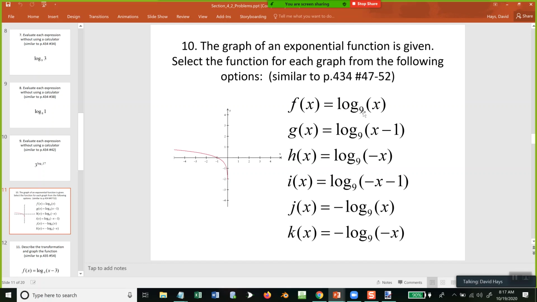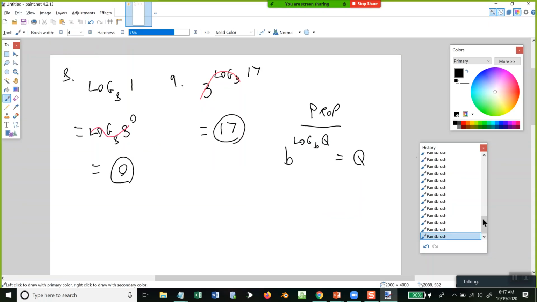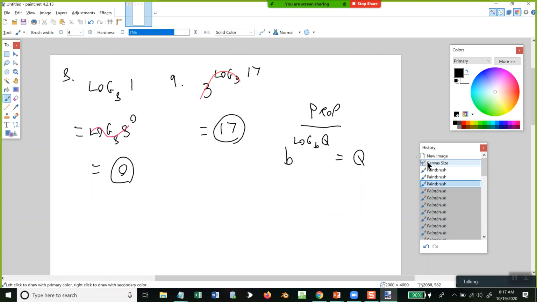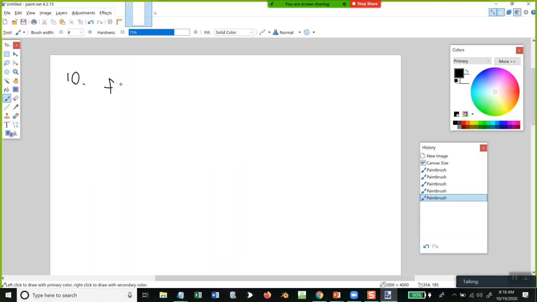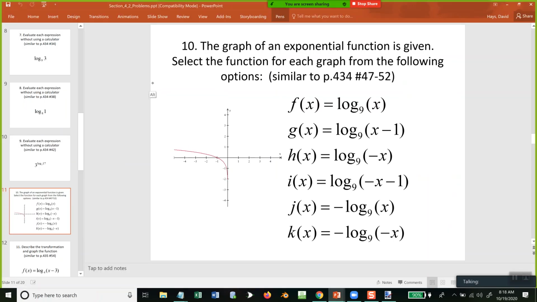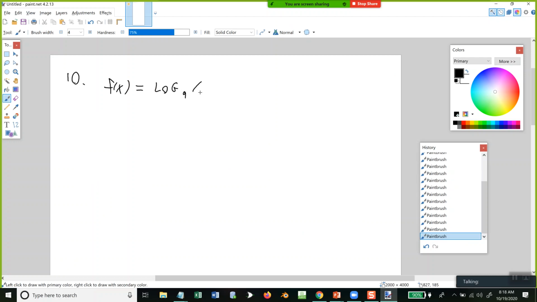First one we're going to look at is f of x equals log base 9 of x. You could definitely rewrite this in exponential form and get the graph that way, because we can graph that easily. If we want to use technology, we can use change of base. Change of base says I can rewrite this as log x over log 9.